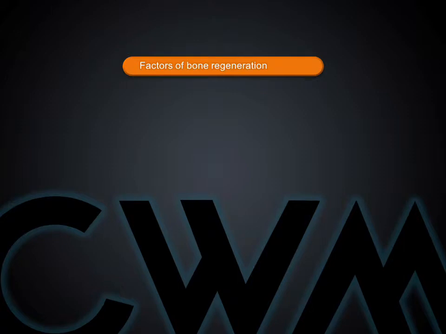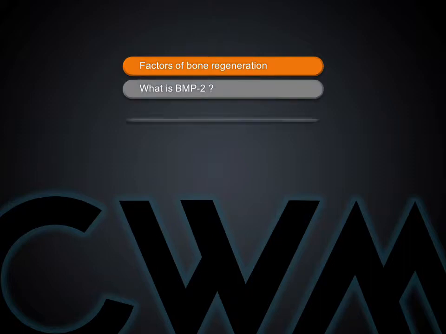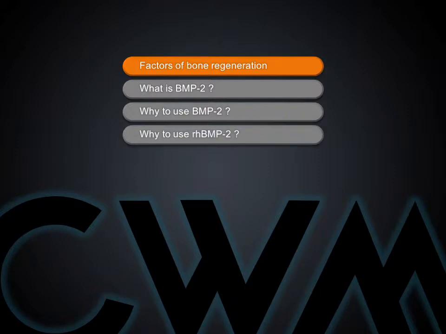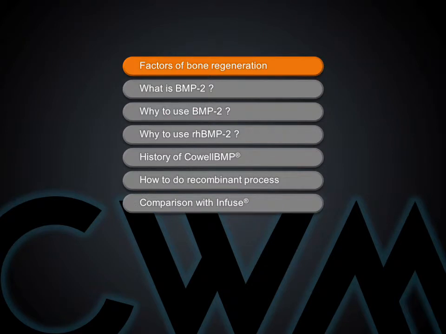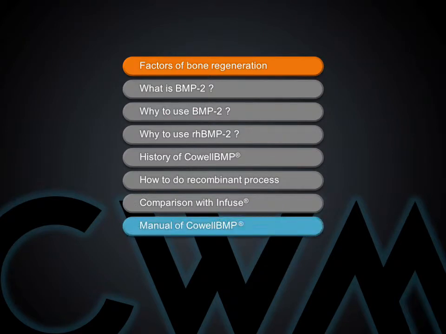Introduction of CowellBMP. Factors of bone regeneration. What is BMP2? Why to use BMP2? Why to use rhBMP2? History of CowellBMP. How to do the recombinant process. Comparison with Infuse. Manual of CowellBMP.